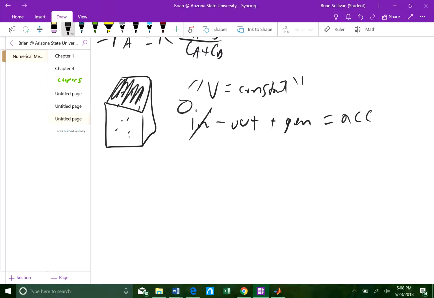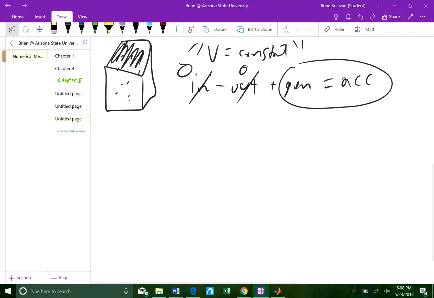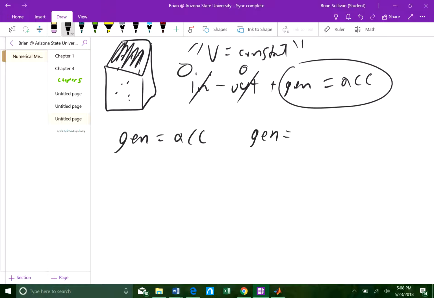There's nothing going in a batch reactor because you're not putting anything in as the reaction's going. Same thing with out. So you're left with just this guy. Now we've got to plug in terms for these two material balances: one for the generation term, one for the accumulation. Well, generation, that's the weird one.